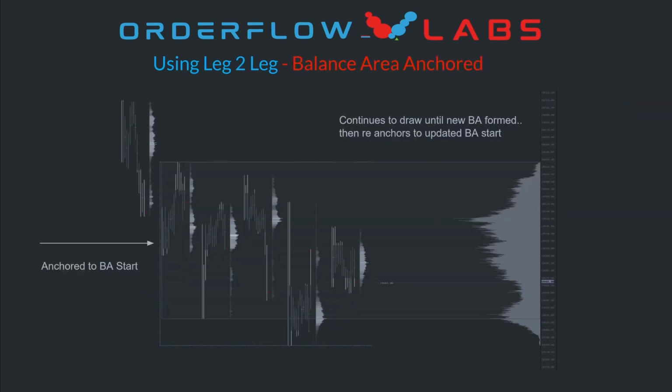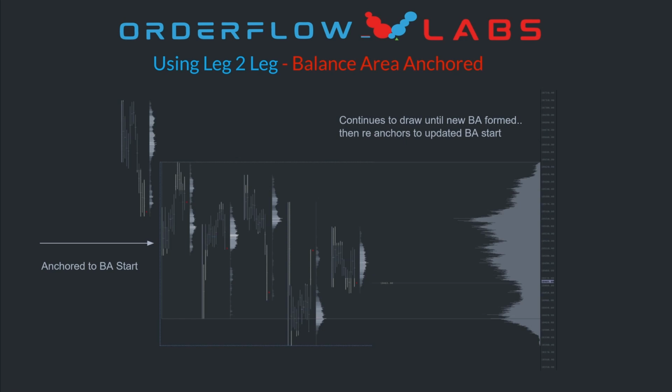All right, so the next is the leg to leg balance area anchored. So basically this is a new feature that's coming ASAP. I'm testing it right now. But essentially what it does is it takes leg to leg, and we just talked about how we establish a balance area and how all of that works. This is going to attach the start of a volume profile to the start of a balance area. So this allows you to track those HVNs, those LVNs, and value inside of a balance area.